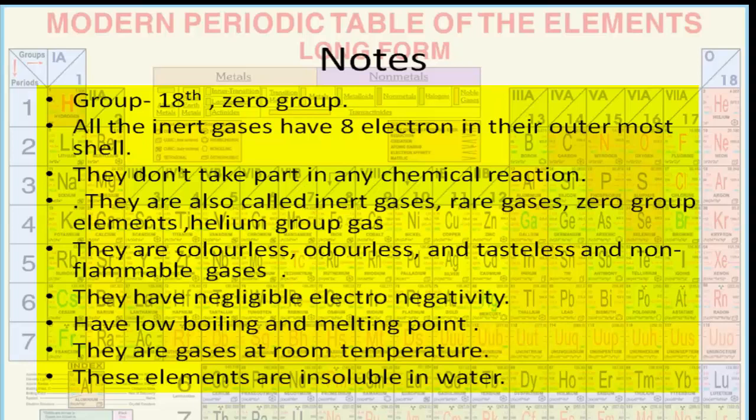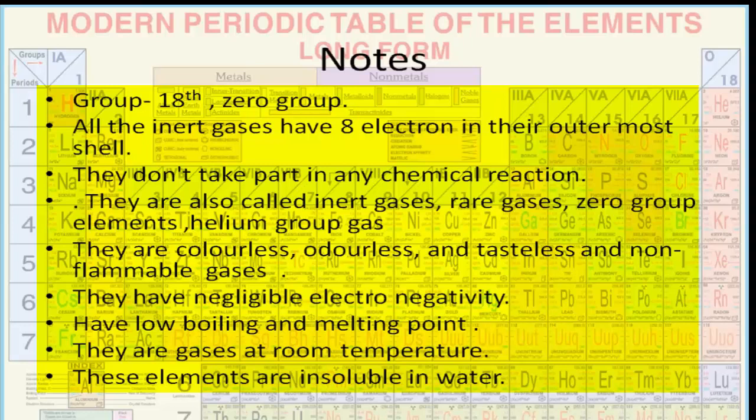Because some of these gases can actually participate in chemical reactions, but it is only possible under very specific circumstances. Friends, if I talk about the physical characteristics of these noble gases, they are colorless, odorless, and tasteless, and also non-flammable gases. They have negligible electronegativity and have low boiling and melting points.